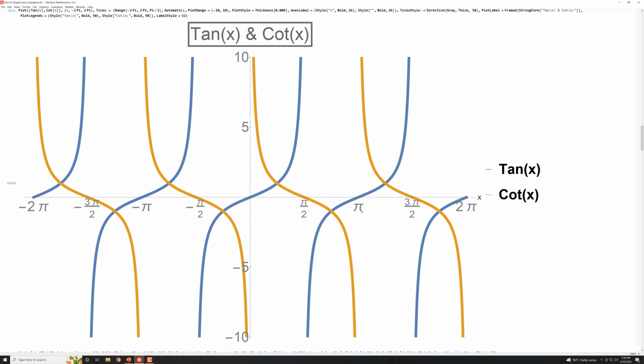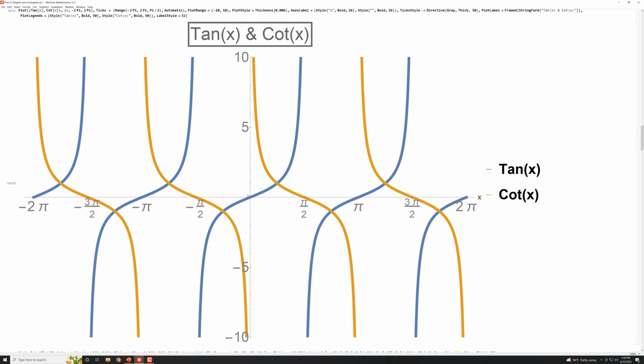And then it continues to repeat itself, going from negative infinity to positive infinity. And the gold curve is the cotangent. It's 1 divided by the blue curve. So you can see where the blue curve is infinity right here, 1 divided by that would be 0, and that's why the cotangent is 0 here.